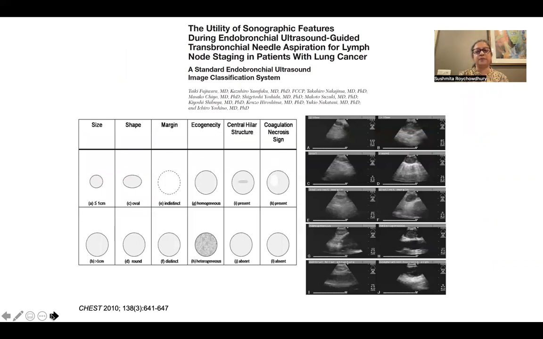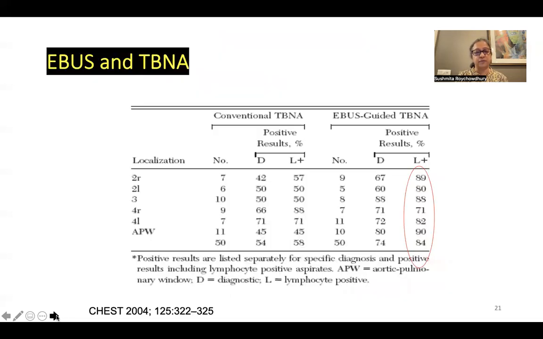Also, the sonographic pictures during endobronchial ultrasound have been found to be very useful because they show the size, the shape, the echogenicity, whether it is homogeneous or heterogeneous, whether it is indistinct or distinct, and especially the lack of a central hilar structure. An abnormal node will lose the central hilar structure. And in TB, lots of times there is a coagulation necrosis sign, and in malignancy the hilar structure can be lost. So these are very useful things as you go and practice endobronchial ultrasound imaging.